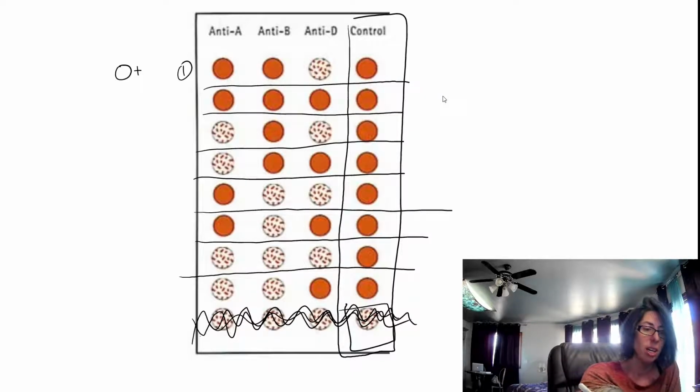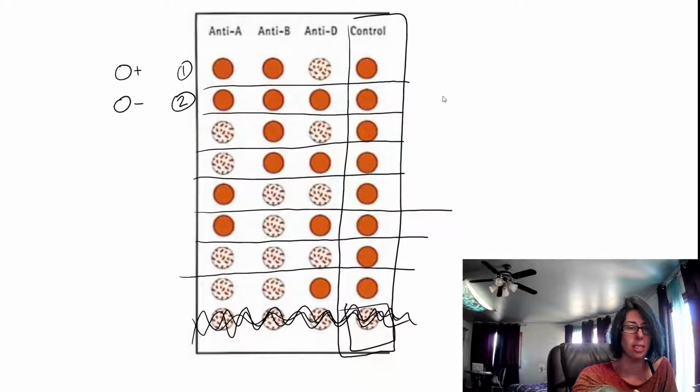All right, let's look at patient 2. No attack by the anti-A, which means there's no A. No attack by the anti-B, there's no B. No attack by the anti-D, there's no D. So if there's no A and there's no B to attack, it's O. If there's no RHD, it's negative for RHD, right?